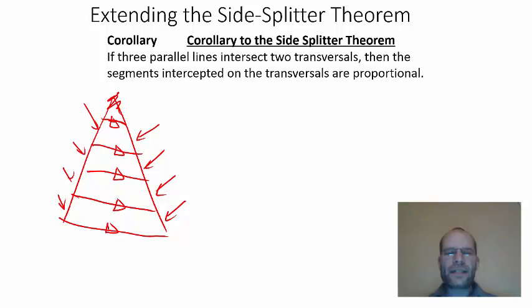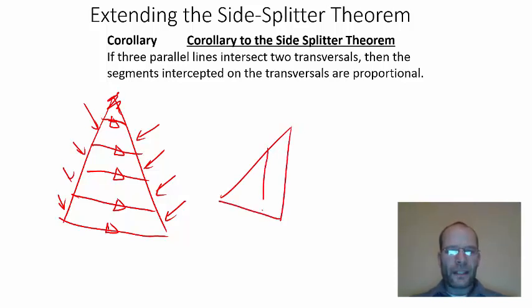are proportional. The reason for that, of course, is when you look at the side splitter theorem, it says these segments, we'll call these A, B, C, and D, E. It says that AB is to BC as AD is to DE. There's a proportionality that's set up there.